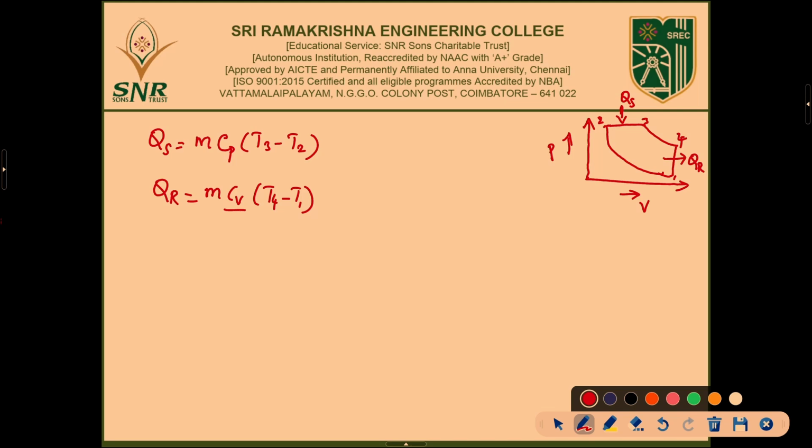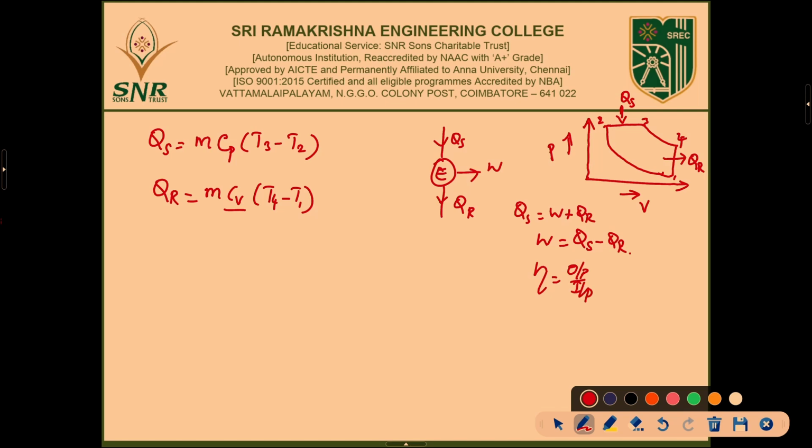Based on the second law of thermodynamics, in an engine, whatever heat you supply, only a partial amount is converted to work, and the remaining amount of heat is rejected. So heat supplied is equal to W plus heat rejected. So work done is heat supplied minus heat rejected. Efficiency is output by input.